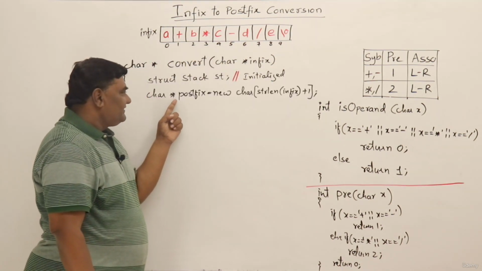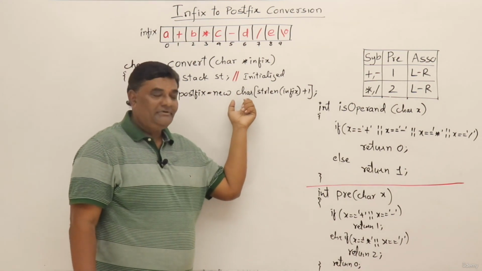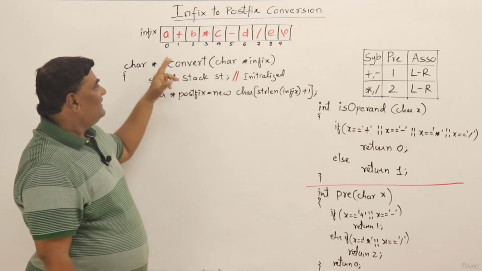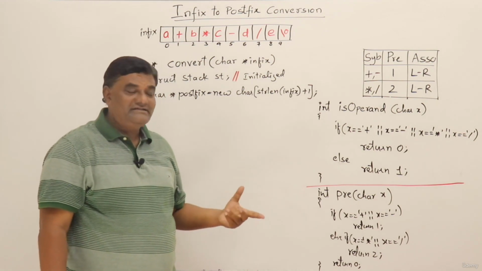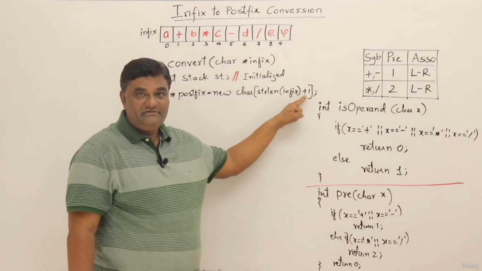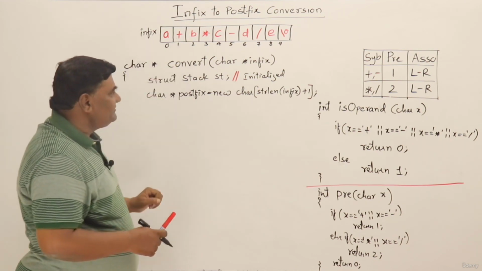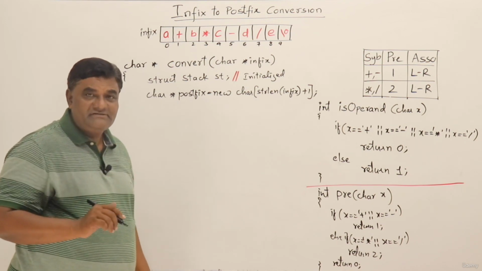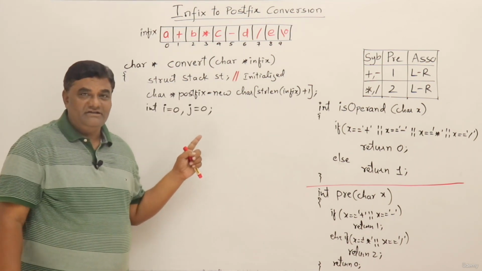Here I have taken character type pointer, that is postfix, and also creating a new array from heap, and size of that array is equal to string length. And as this is a string, we need one more space for null character \0. So that's why +1. Then I need few variables for scanning through this infix expression and scanning through this postfix expression. So I need 2 integer variables that are i and j. So I have taken i and j, both are initialized to 0.